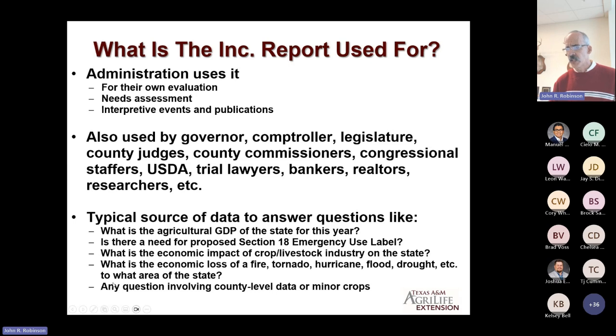And there's other things that I know the increment report has been used for, like if you're doing an emergency label for a chemical, Section 18 emergency use label, there has to be economic impacts associated with that, particularly if it's a minor crop or a vegetable crop. Increment report is what's going to be used to satisfy that labeling requirement. And every time we have a hurricane or a fire or a drought, the increment report data gets used for that too. So it's important.